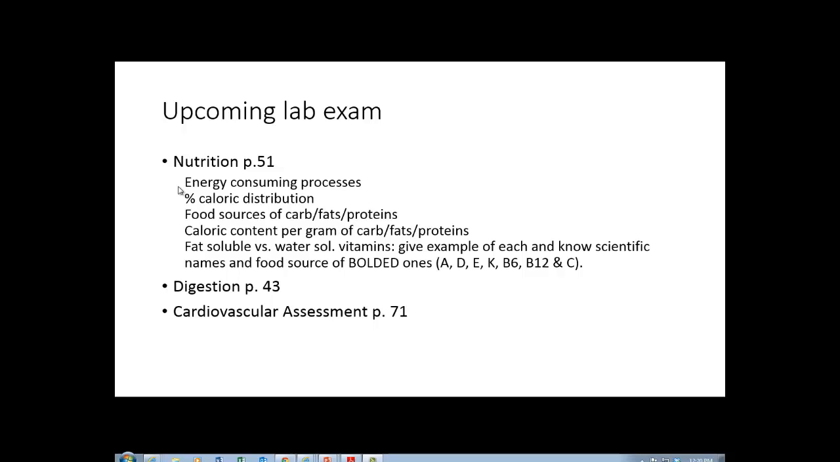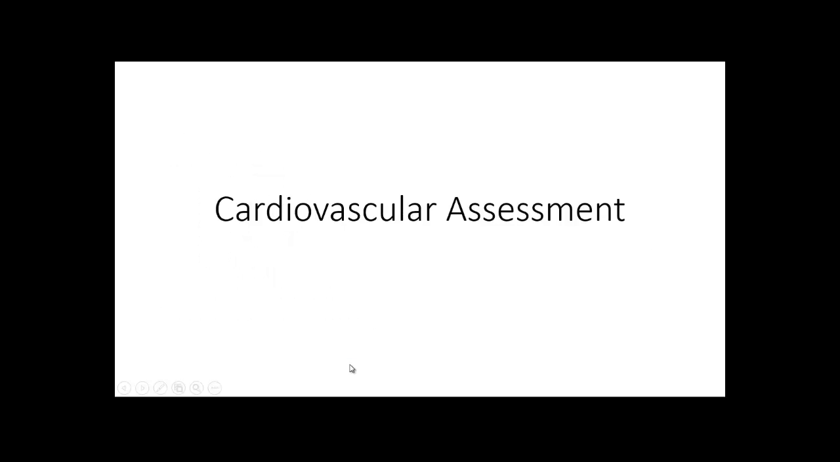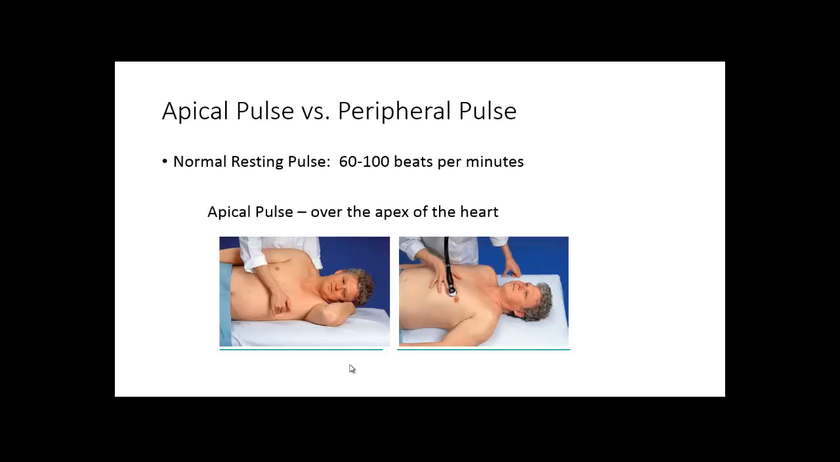So today we're going to talk about the cardiovascular assessment, which is on page 71 of your lab packet. And I've created some PowerPoint slides here that go over each of the objectives shown on page 71. So we'll start with looking at peripheral pulses versus apical pulses.